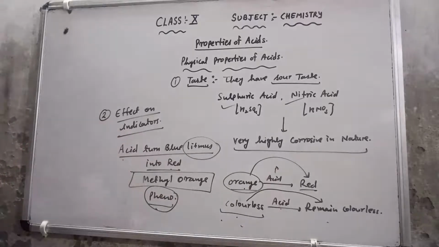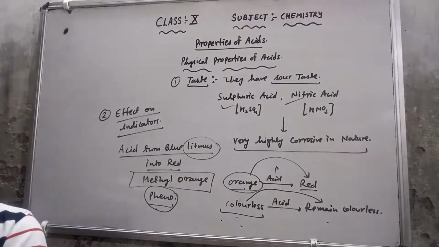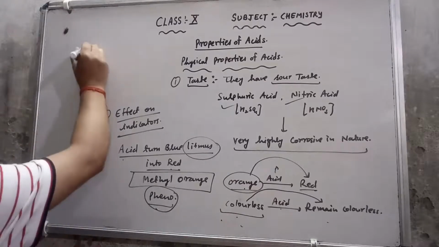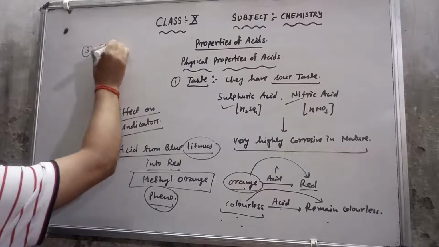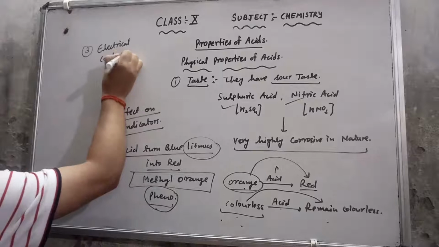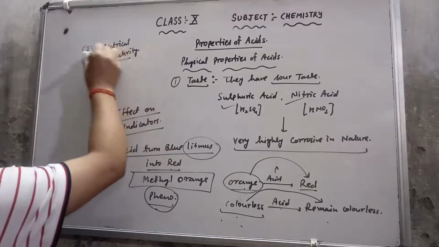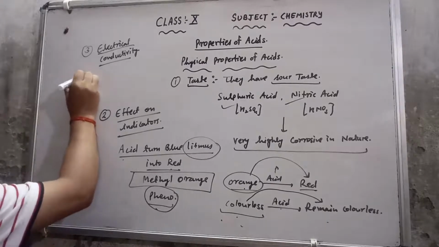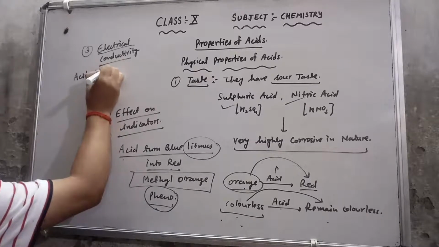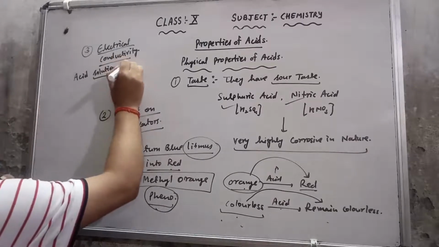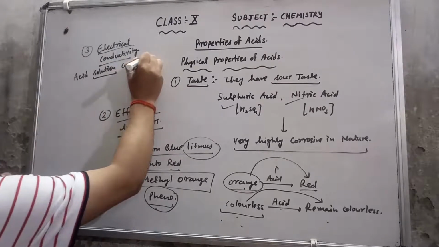Now after that I will discuss with you the electrical conductivity. That means the third property is electrical conductivity. Here I am using one word: acid solution can conduct electricity. Keep in your mind, I am using the word solution. Acid solution conducts electricity.